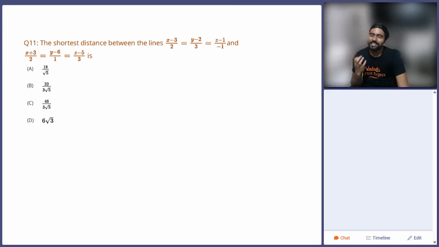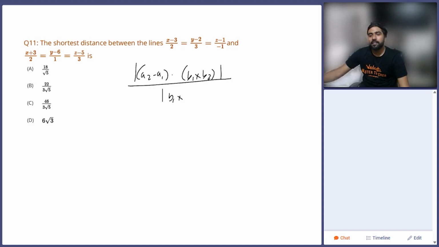One of the most standard type of question that you can ever get over here. What do we know? Distance between two lines. We know the formula is modulus of a2 minus a1 dot b1 cross b2, divided by the magnitude of b1 cross b2. First of all, what is b1 cross b2 coming out as? I cap, j cap, k cap. So you have 2, 3, minus 1, and you have 2, 1, 3 over here.